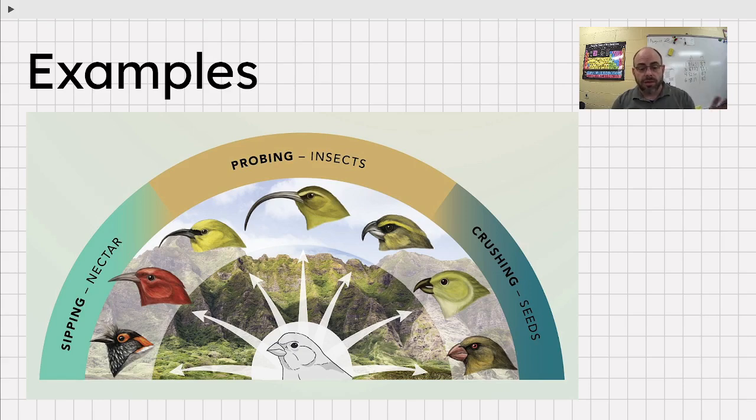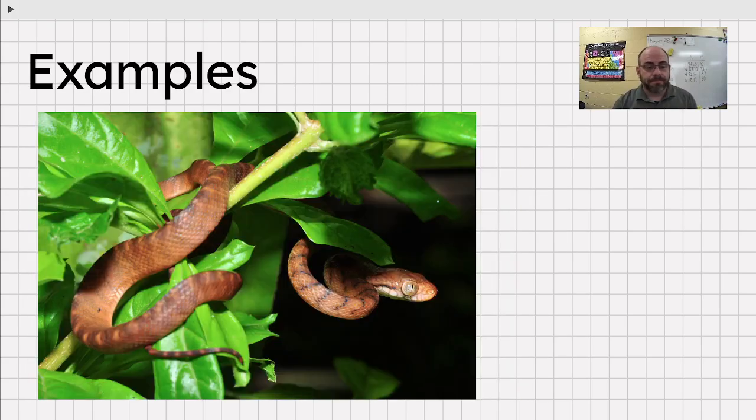And so on one island you have insects, and so you have an animal that has a beak like that. And then the other island you have seeds, or another island you have nectar, right? And so all of those different competing stresses on those animals are going to cause this sort of difference, right, as you get further and further away from the mainland.